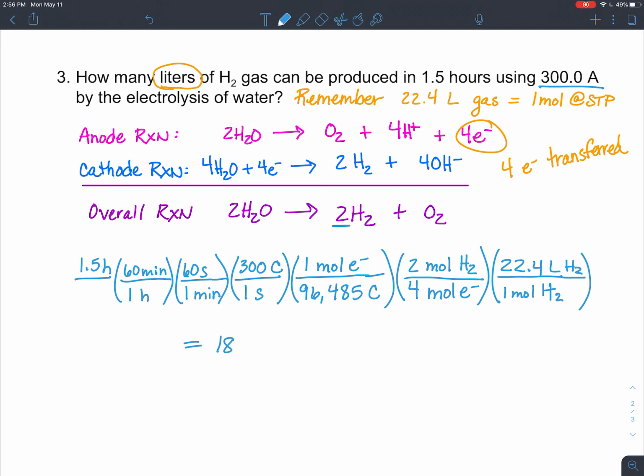All right. So calculate that all out. I get 188 with sig figs. We should have only 2 sig figs, so that gives us 190 liters of H2. There we go.